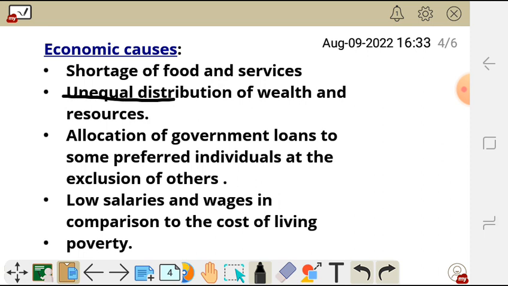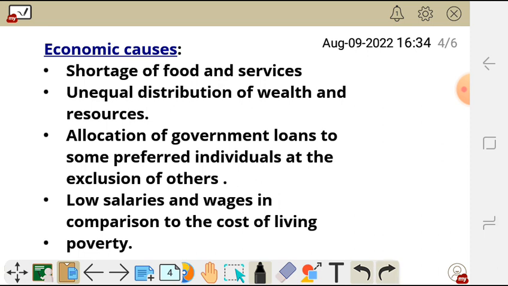Secondly, unequal distribution of wealth and resources can cause corruption. Another is allocation of government loans to some preferred individuals at the exclusion of others. If you exclude others in giving loans, those who are excluded will think of using corrupt means to get those loans. Another is low salaries and wages in comparison to the cost of living. If the cost of living is high and you are getting a low salary, that can cause corruption, because if someone wants to pay you money in return for a favor, you are going to accept because of the cost of living and the small salary you are getting. Lastly, poverty is also a cause of corruption under economic causes.